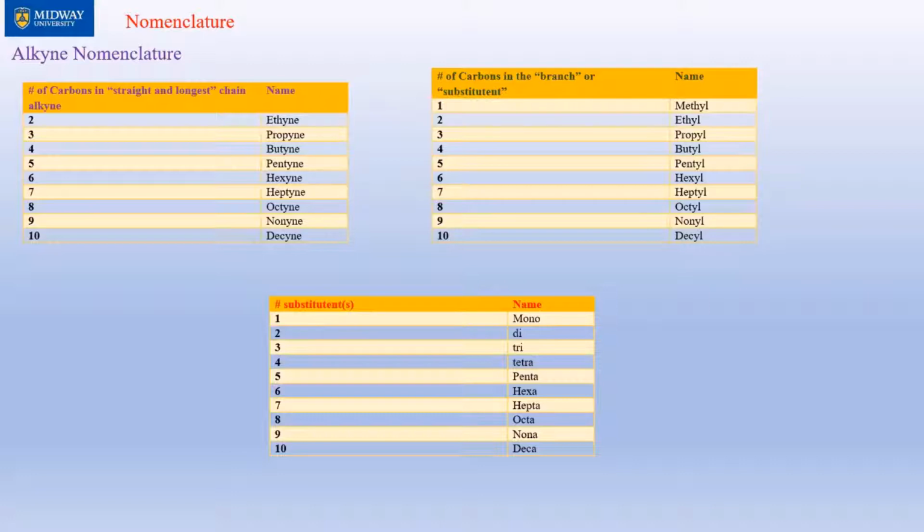Now we can see the three tables that you've been seeing in the previous two folders, and the table on the right and the table at the bottom are exactly the same. The only difference is the table on the left side at the top, and if you notice, all of the "anes" have been replaced by "yne", and that's all there is to it. All right, let's actually do some practice, and then I'll leave you with a few problems to practice on your own.